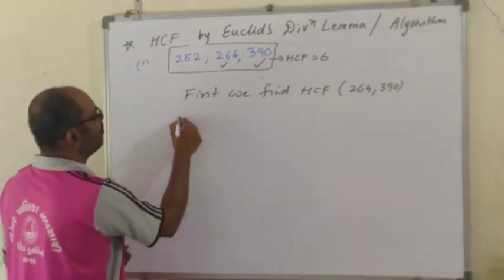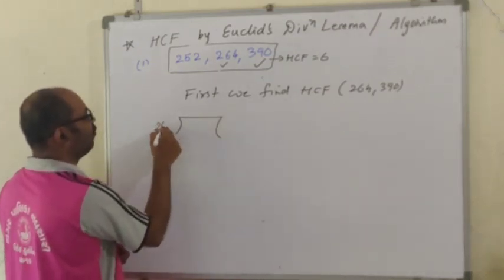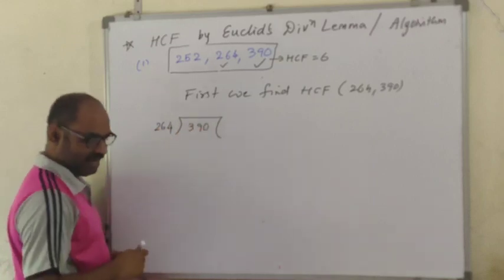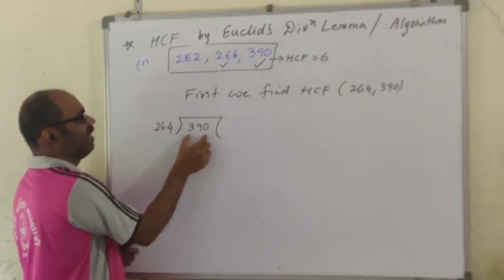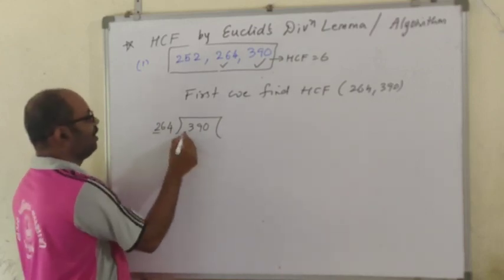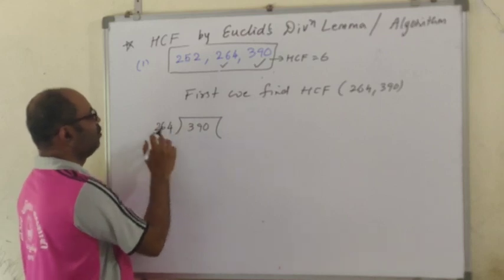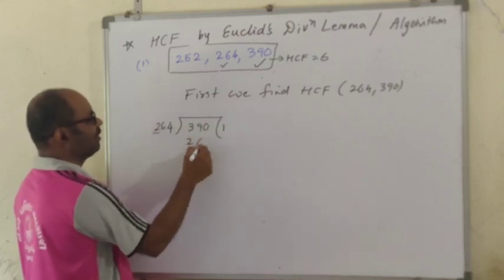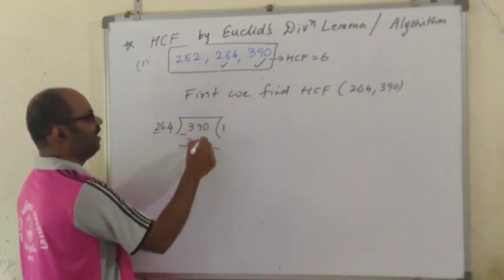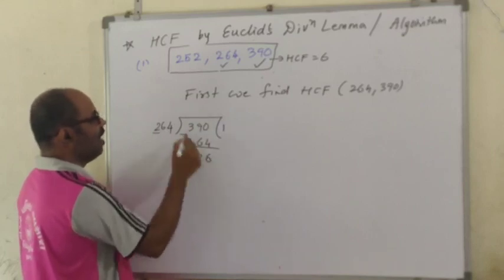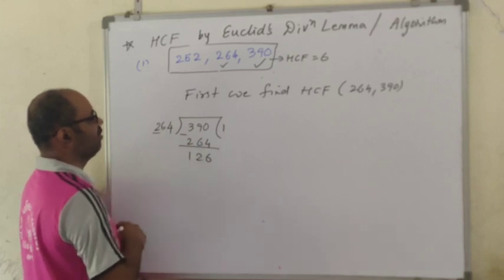Which is the smaller number? 264. It will become the divisor. The larger number, 390, is the dividend. Correct? Do you remember now? 3 digit and 3 digit: 2 ones are table till you get 3. Yeah, 2 ones are 2. So that is 264. Ones are 264. 10 minus 4 is 6. This becomes 8. 8 minus 6 is 2. And 3 minus 2 is 1.